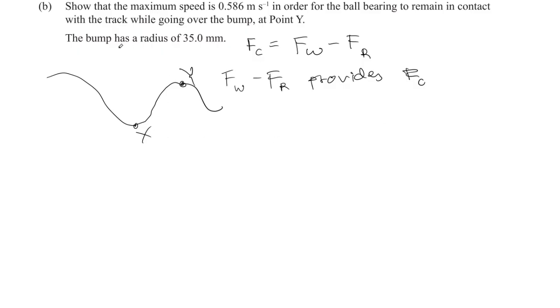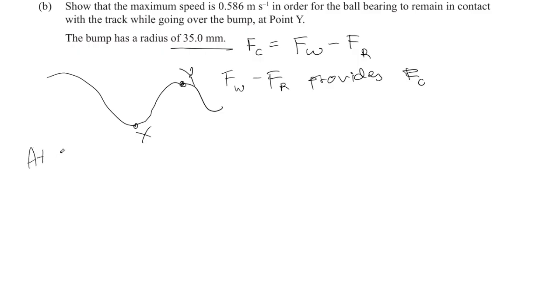Anyway, we're told that the maximum speed is 0.586 meters per second in order for the ball bearing to remain in contact with the track while going over the bump at point Y. The bump has a radius of 35.1 mm, but we already know this. Anyway, the maximum speed. So we're talking about the max speed.